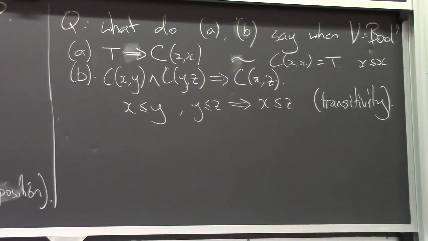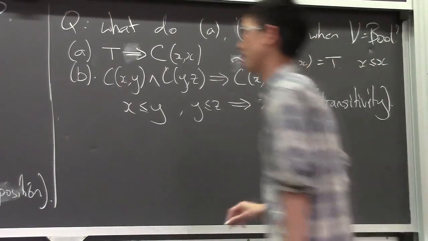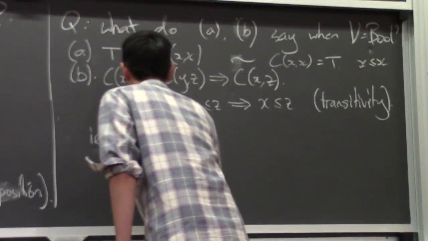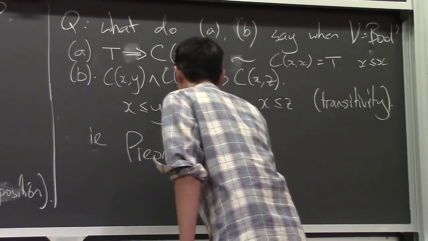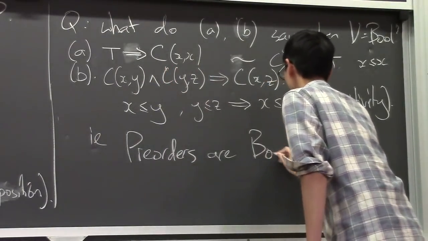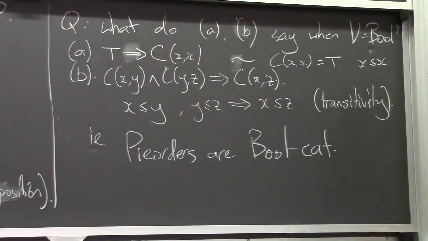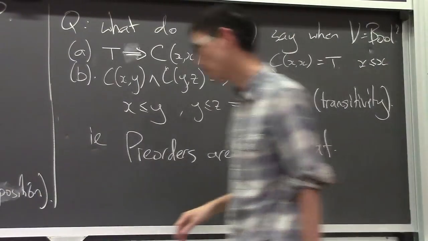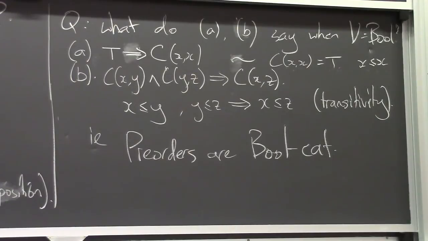So I mentioned on Tuesday that another way of thinking about a preorder is as a bool category. Is there anything weird about the fact that P or C has to be a function, but when we define the orders, it could be an arbitrary relation? Or did we not say that? The relation we said was a binary relation on X, which is exactly a subset.